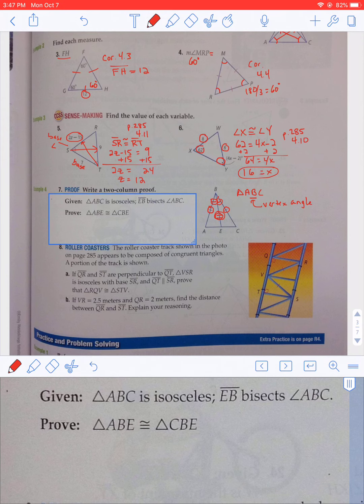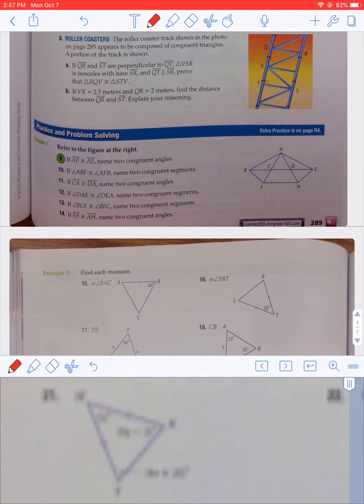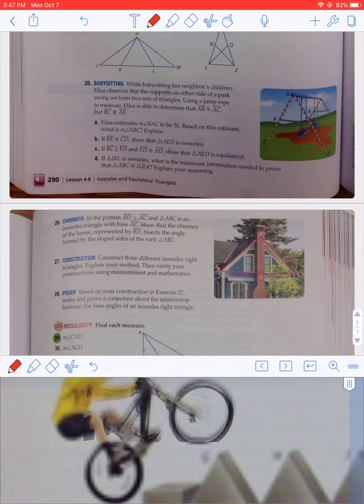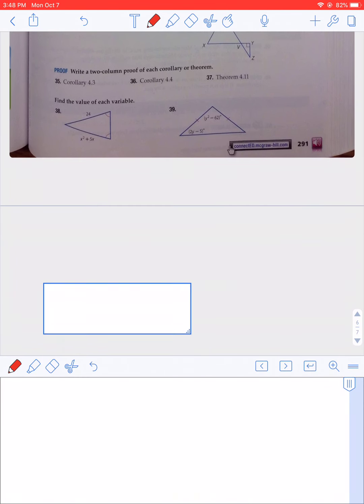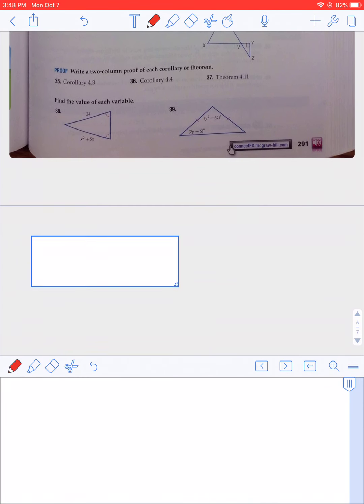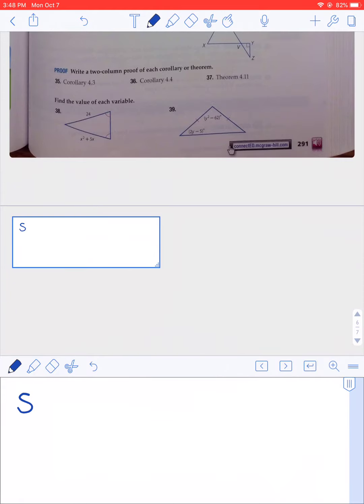So what I'm going to do is, I don't want to squish this in. I'm going to come down here to a new page where I can find some blank space. Here we go. And I'm just going to write it, okay? So here's your proof. And I'm just going to switch to blue. Okay, so this is for number 7. So, statement, reason.